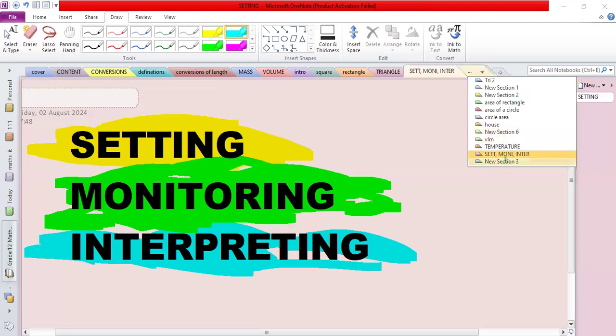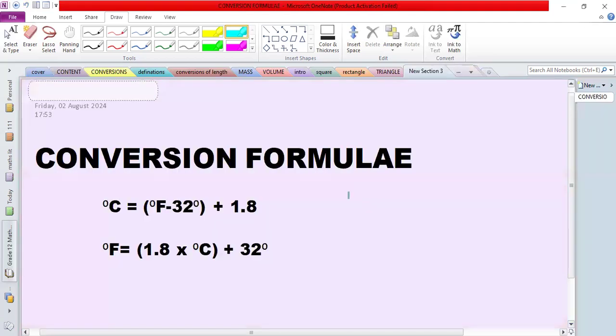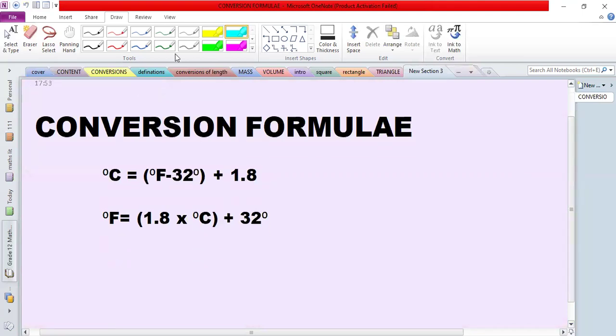I believe you understand what we refer to when we talk about setting, monitoring, and interpreting temperature. Now we're going to this section, conversion formulae of temperatures. We're going to work here. I'm going to give you a small class work and then we're done. I did not indicate that the units measuring temperature change depending on the country you live in. In South Africa, we use degrees Celsius. Okay, take a screenshot of these formulas. Degrees Celsius is what we use in South Africa. And then in America, they use degrees Fahrenheit.